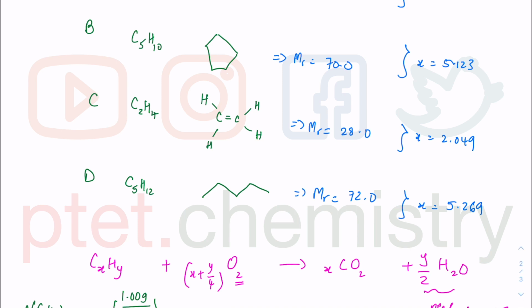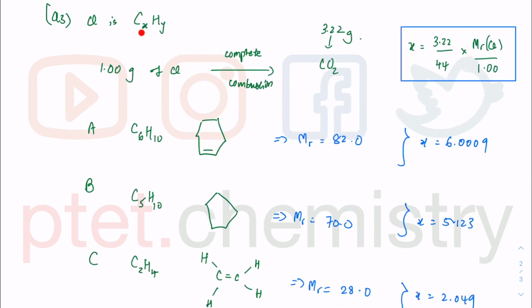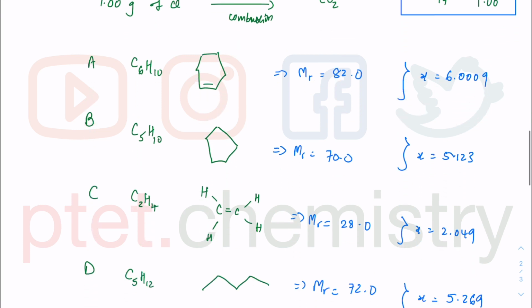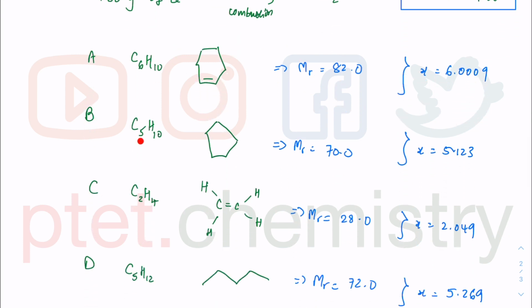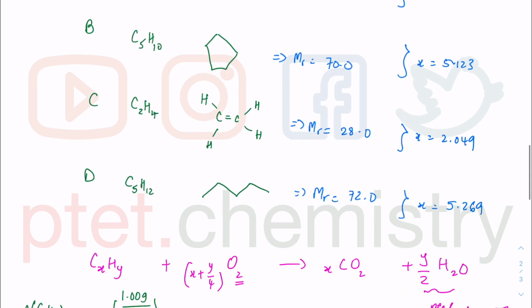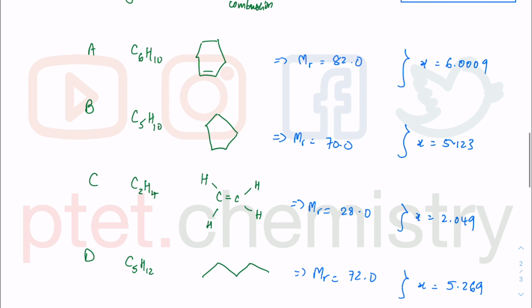Anyway, looking at what X was supposed to be. X was supposed to be the number of carbon atoms in the formula of Q hydrocarbon. If you have C6H10, this is 6.0009. This is the closest value to 6. This is 5.1, it's not as close to 5 compared to this with 6. This is 2.049, again not as close as this to 6. This is 5.2, quite far off from 5 compared to this, and also 6. This is the closest to the actual whole number, and the correct answer there must be A.